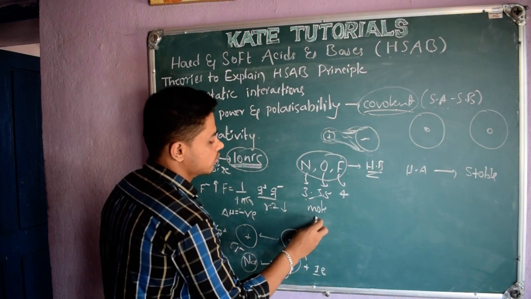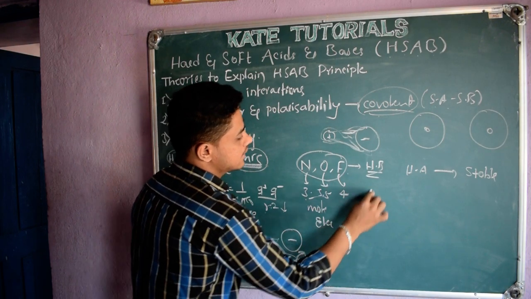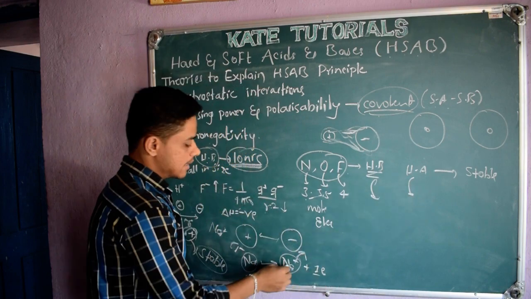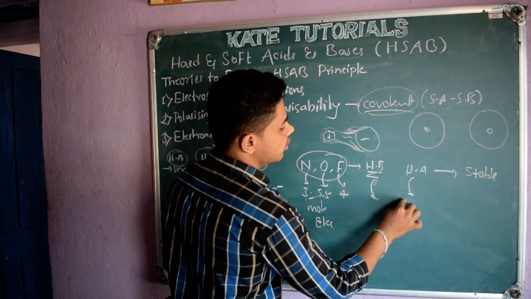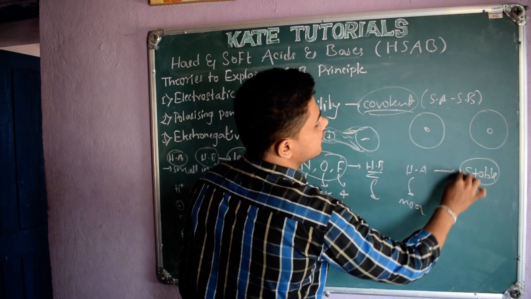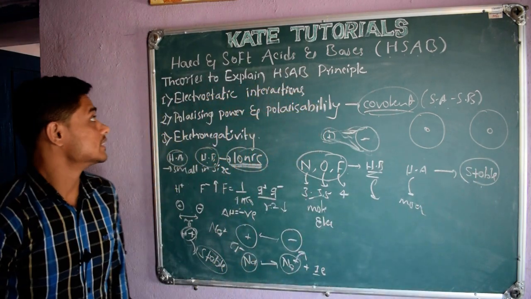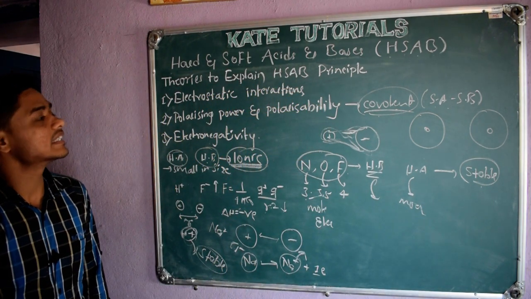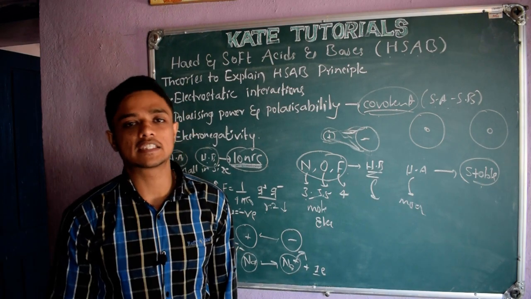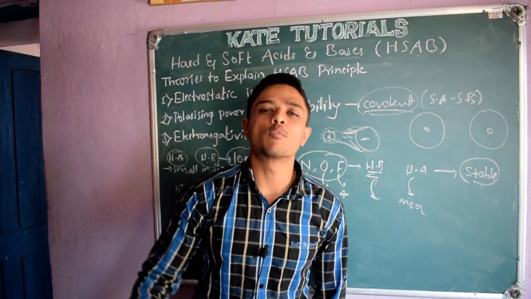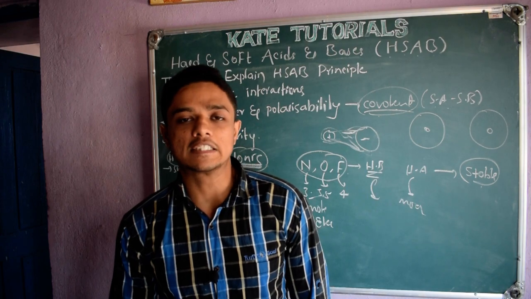Both are more electronegative, and hard acids like Na+ and K+ are also more electronegative, so their complex will be very stable. This is about the theories to explain the HSAB principle. In the next class, let us discuss limitations and one more topic. Then we will end this HSAB concept.